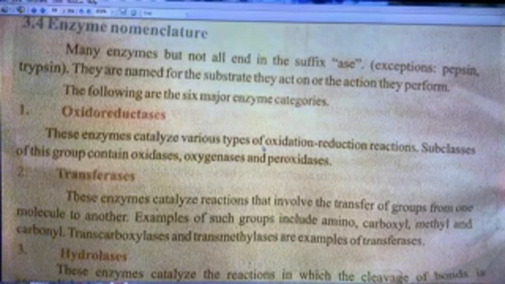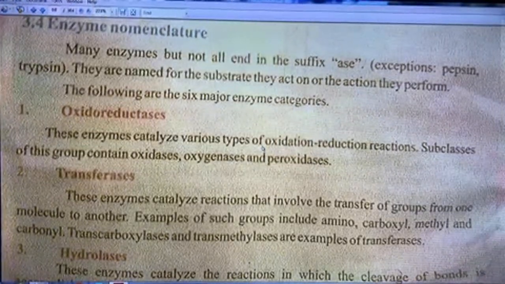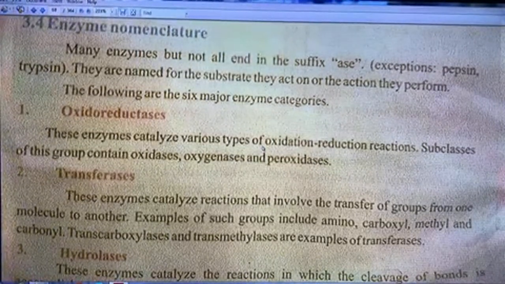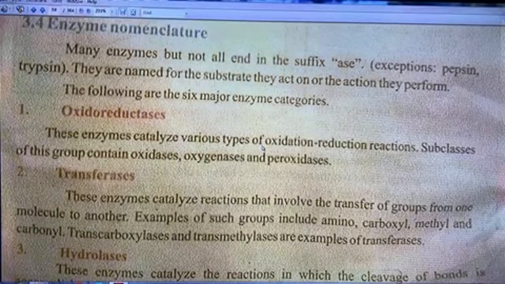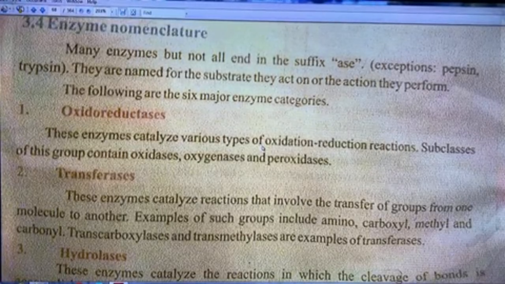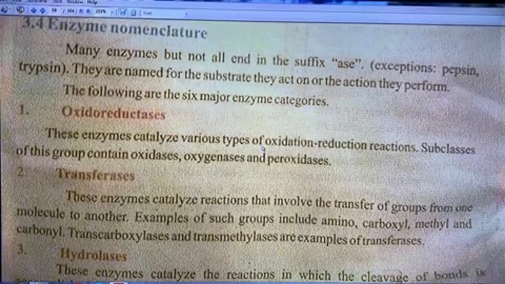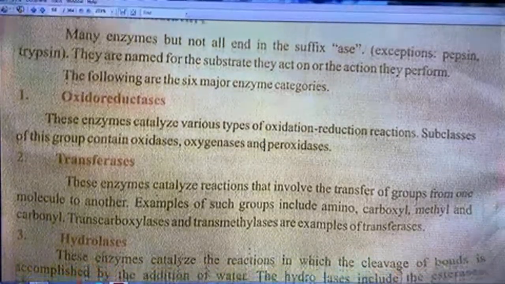Oxidoreductases. These enzymes catalyze various types of oxidation-reduction reactions. Subclasses of this group contain oxidases, oxygenases, and reductases.